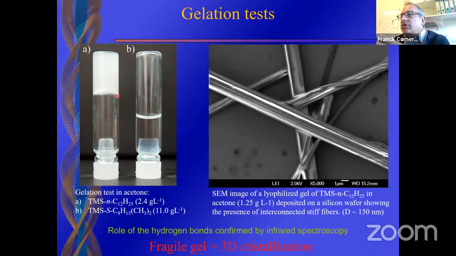As soon as you touch this suspension, it breaks and starts to flow. So it's really, really fragile. So this is not a gel. You have no elasticity in this case. So take care of this. It's not because it does not flow that it's a gel. This is the message.